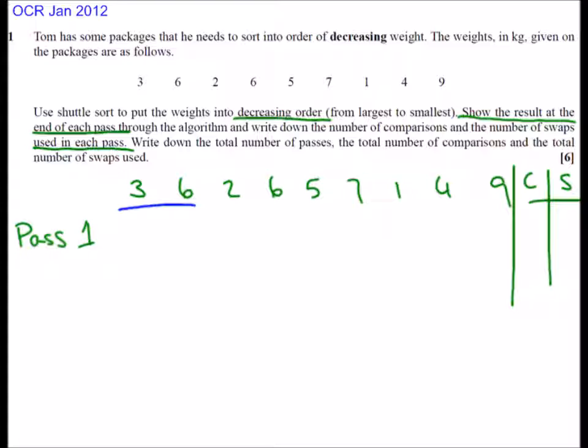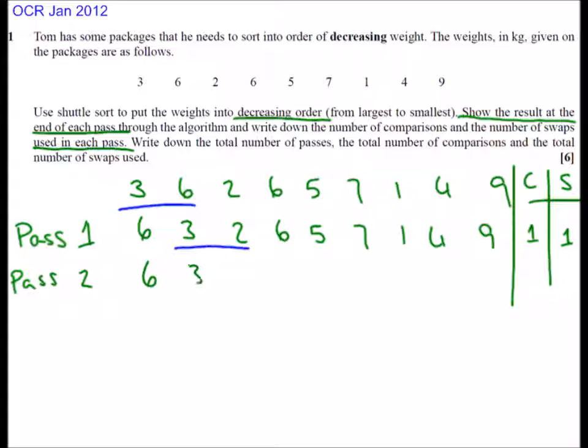And because I want the biggest number at the start, I am going to swap them. So I'm going to say 6 and 3, 2, 6, 5, 7, 1, 4, 9. That's the end of the pass. So I'm going to say that there was 1 comparison and 1 swap. In my second pass, I'm going to start off having a look at my 3 and my 2. They're already in the right order, so I don't have to swap them. And because I've not swapped them, that's the end of the pass. So that was 1 comparison and no swaps.